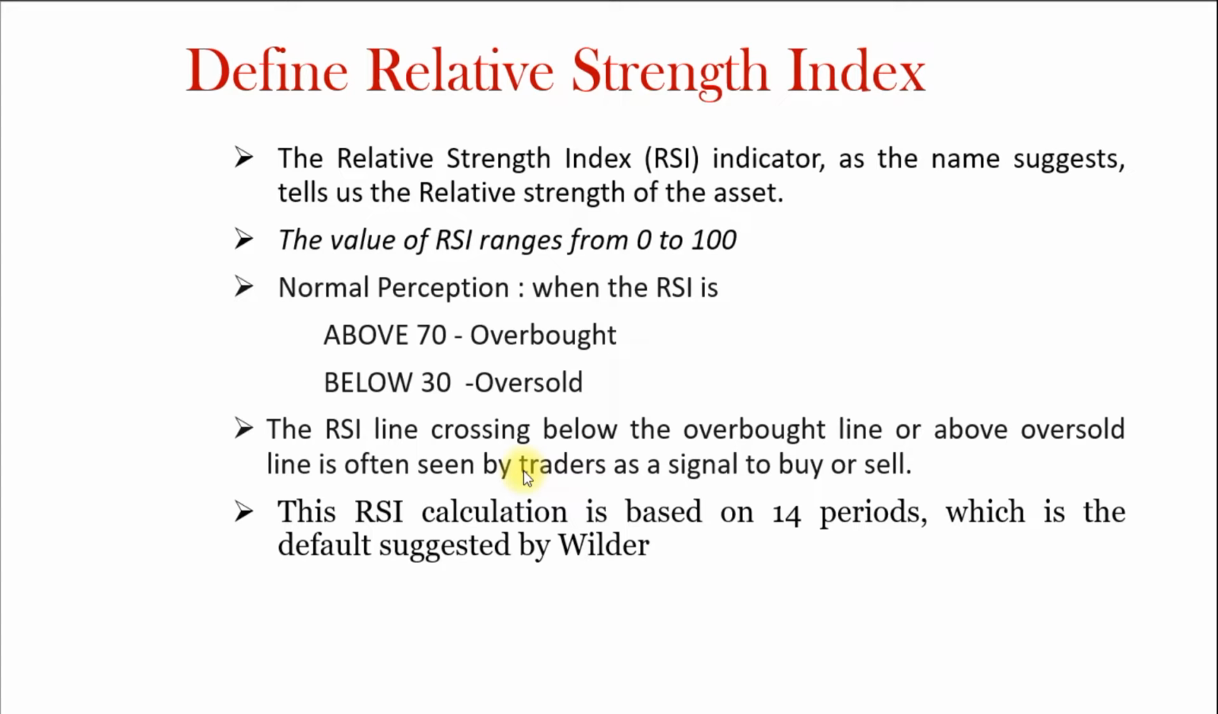The normal perception is that when the RSI is above 70, it means that the asset is overbought. And if the RSI is below 30, that means the asset is oversold. And RSI calculation is based on 14 periods. That is the default setting given in the RSI indicator. The default value 14 can also be changed according to our trading setup.